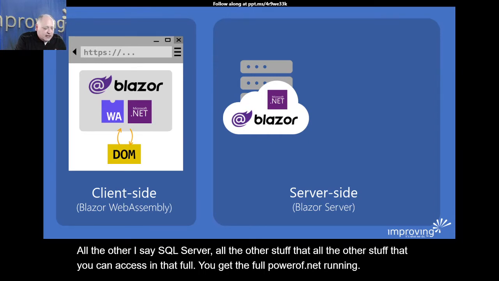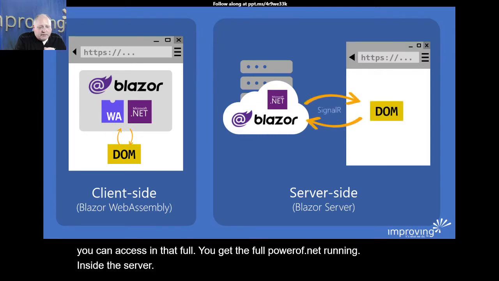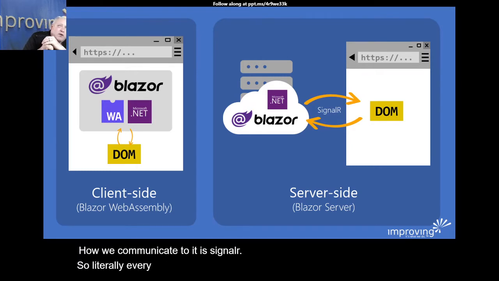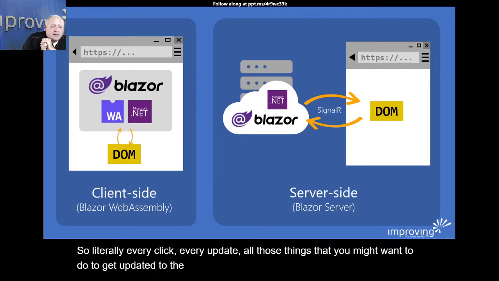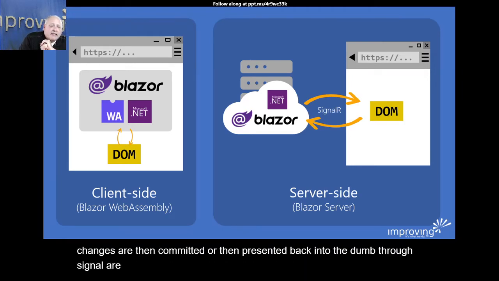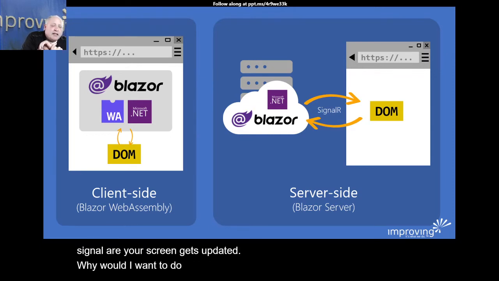And the browser, how we communicate to it is SignalR. So literally every click, every update, all those things that you might want to do to get updated to the DOM, that goes over SignalR back to Blazor. The changes are then committed or presented back into the DOM through SignalR. Your screen gets updated. And you're like, why would I want to do that? That was actually done first, by the way, because that was easier for the Microsoft team to do. And why would you want to do that kind of thing?